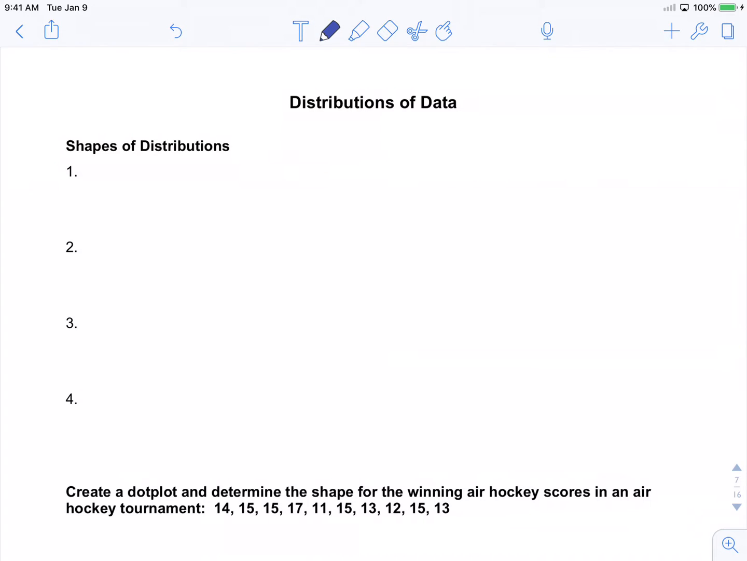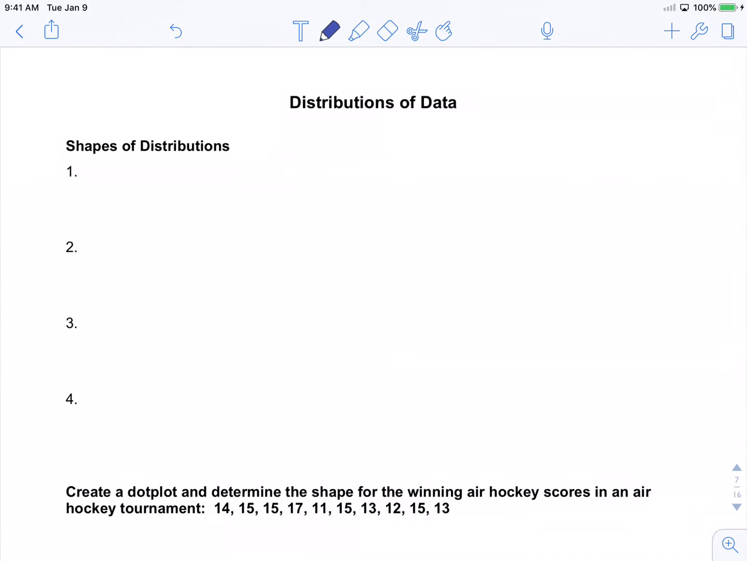The first way that we're going to graph is by creating a dot plot, and the second way we're going to look at is by making a box plot. We could also do a histogram of the data as well, just to show you a couple of different shapes. But first, we're going to talk about the shapes of distributions, and you can see that there are four different shapes that we could have data spread out.